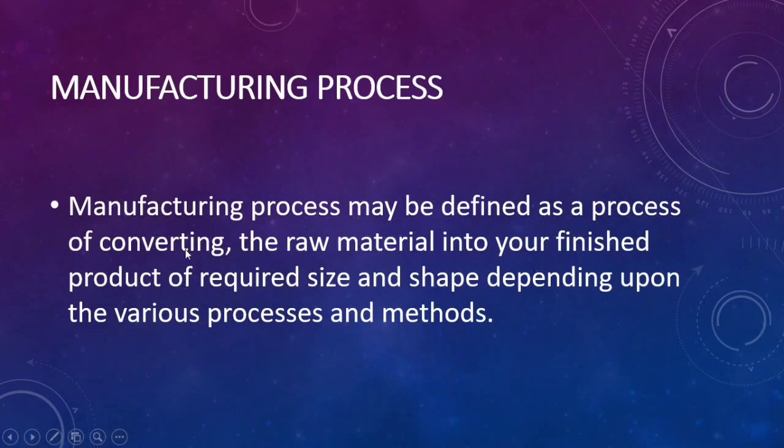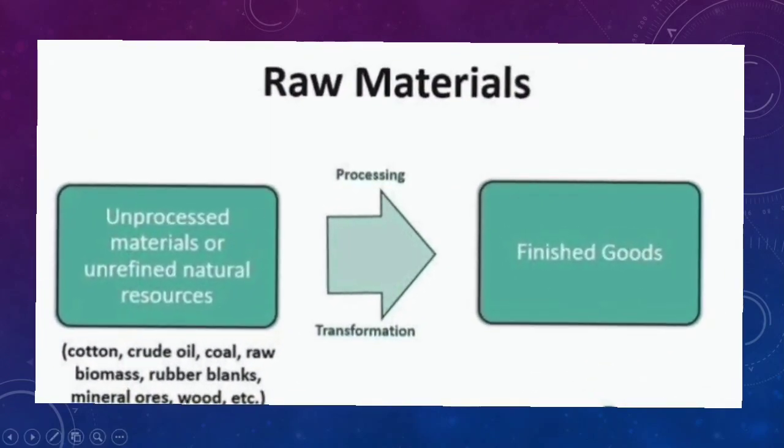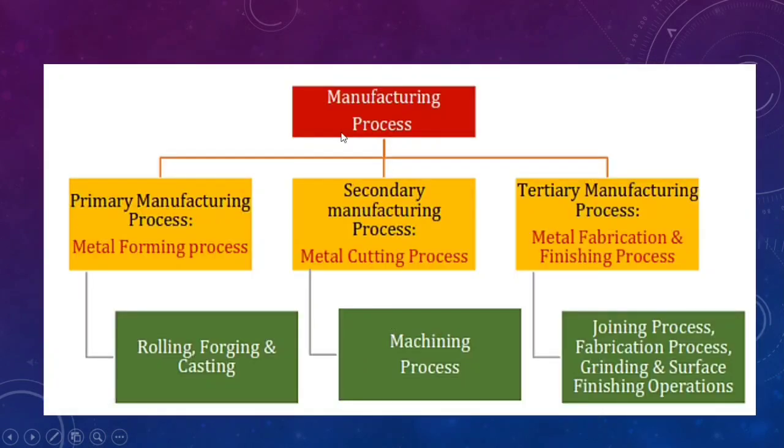Means you have some raw materials, for example a metal raw material, and from that you are converting it to some frames, some metals or some other type of mechanical devices. So the manufacturing process is nothing but the process of converting the raw materials into finished products of required size and shape, depending upon the various processes and methods. In the manufacturing process, we have different sectors we are going to discuss here.